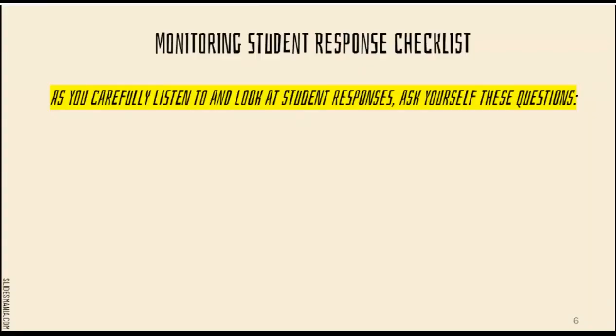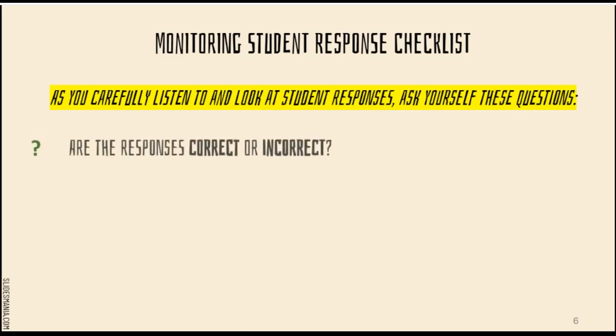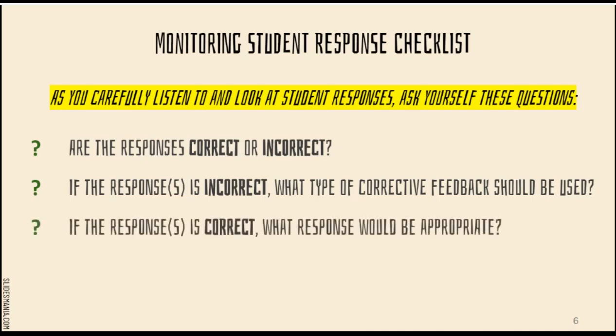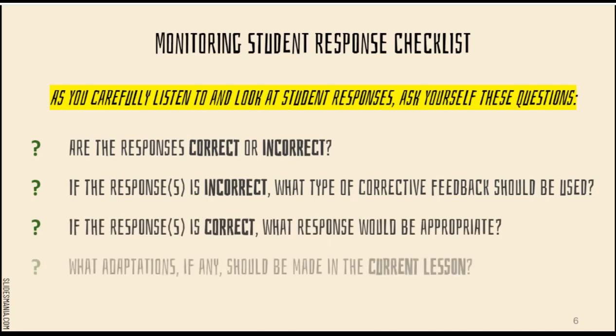One of the tools that you can add to your toolbox today is this monitoring student response checklist. As we start listening and observing students in that professional noticing manner, we can ask ourselves the following questions that will help guide us in our next steps. Are the responses simply correct or incorrect? If the response is incorrect, then where should I go in the form of corrective feedback? If the response is correct, where should I go with the appropriate praise? And finally, what adaptations, if any, can I make to this current lesson so that students are moving forward?